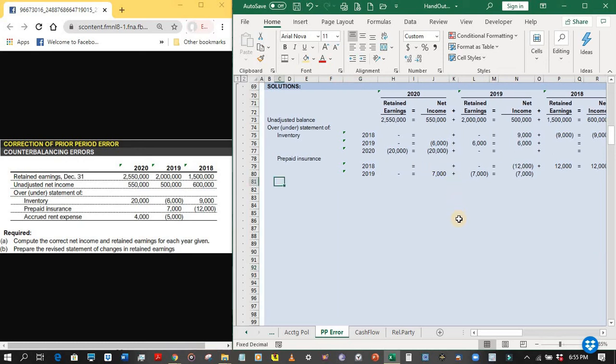Now let us proceed to accrued expense. Starting with 2019, the first year with error. The error in 2019 related to accrued rent expense is a 5,000 pesos understatement. And since accrued expense is a liability account, what is the relationship of liability with net income?